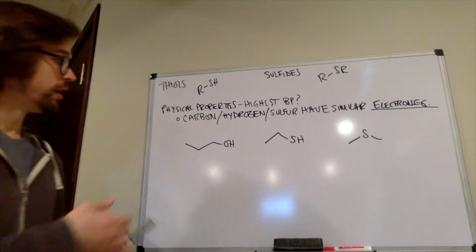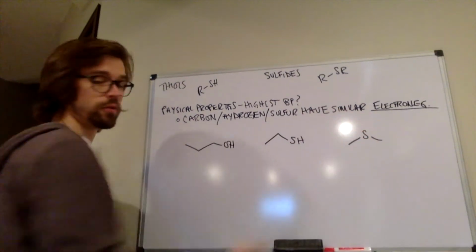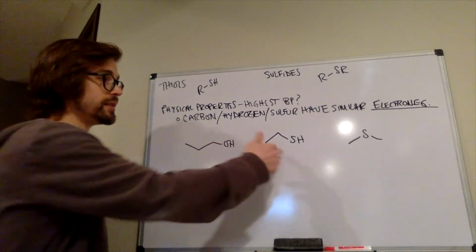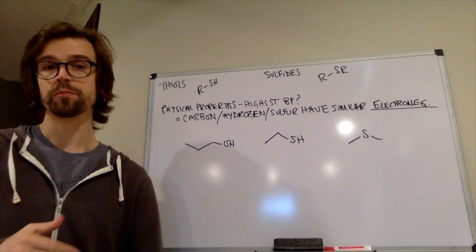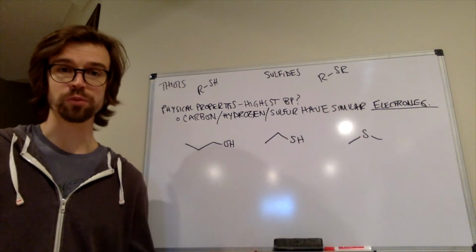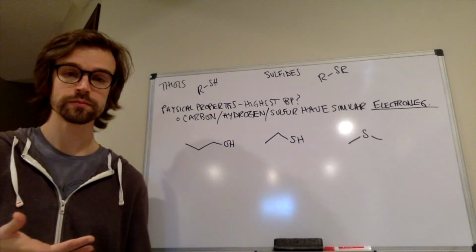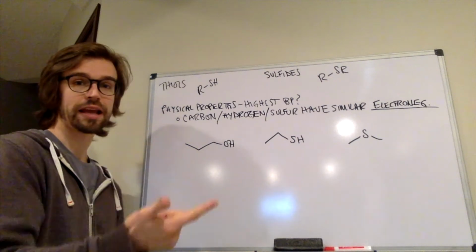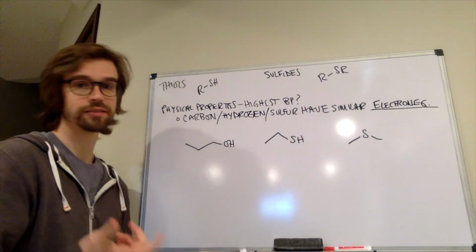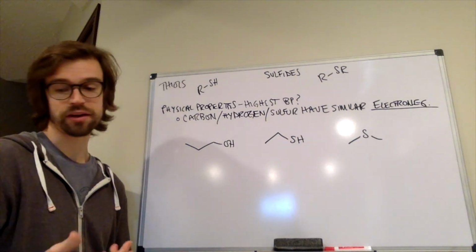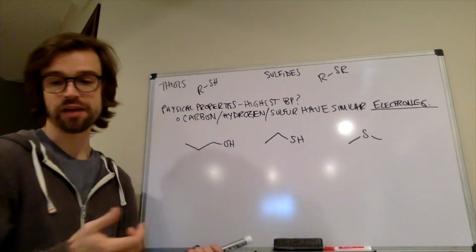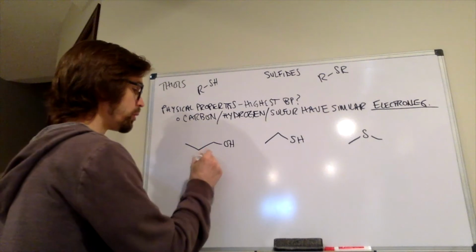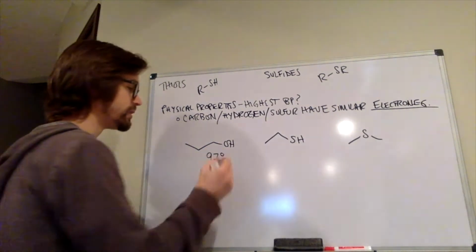So this alcohol, this thiol, this sulfide, they all have really similar molecular weights, 60, 62, and 62. But which of them would we expect to have the highest boiling point? Great. Alcohols have dipole-dipole and hydrogen bonding as well as the van der Waals. So we would expect this one to have the highest boiling point. Propanol, that's what it's called, has a boiling point of 97 degrees Celsius.